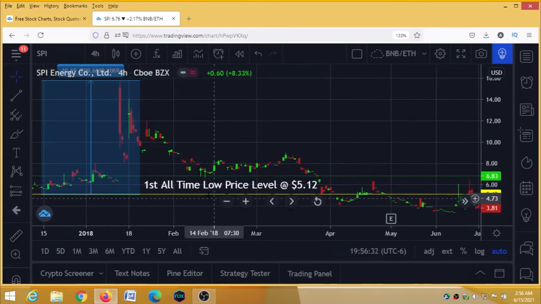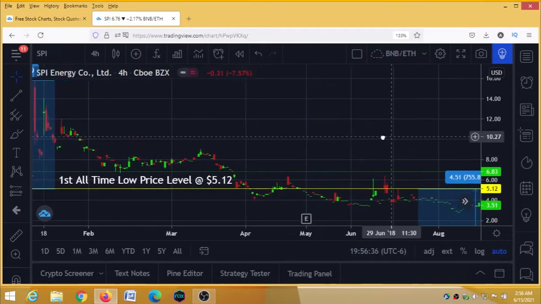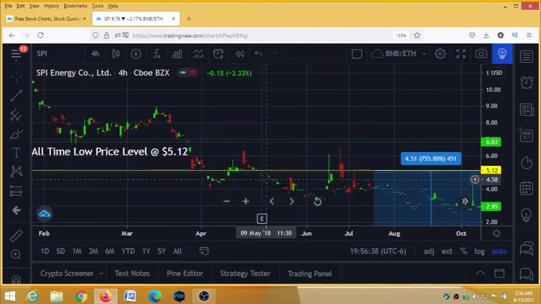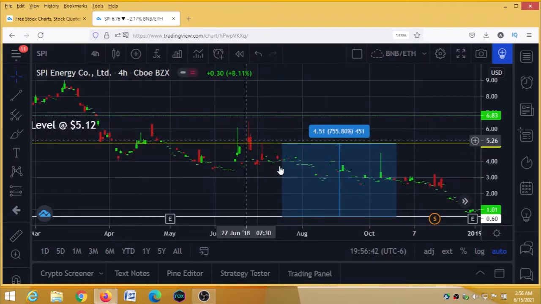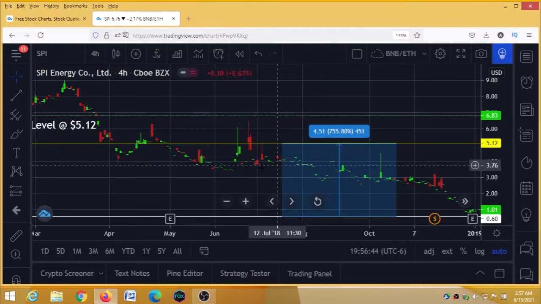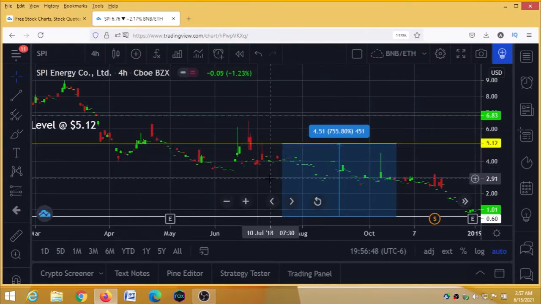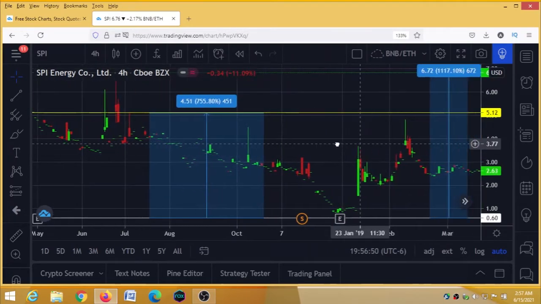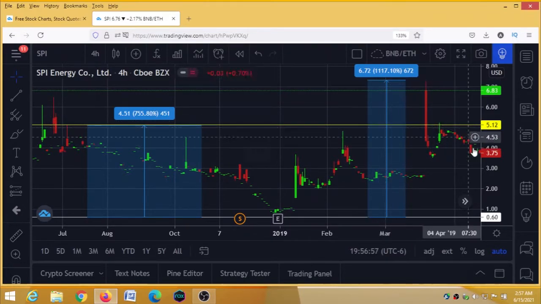Moving the entire candlestick price chart data forward, you can see price action continued its downward trend. It suddenly broke down the first all-time low price level at $5.12 and massively dumped by 755% before bouncing up by 1,117% and completely returned back up to the first all-time low price level again, and it even broke out higher.